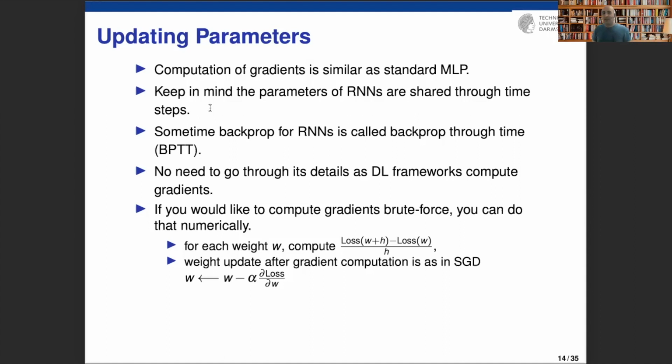In some literature, backpropagation for RNNs is called backprop through time, so it's BPTT. If you see this term, don't get confused. It's backpropagation through time because you process a sequence of inputs, and then at the end of the sequence, or at some point in the sequence, you decide to backpropagate. So you stop processing, you backpropagate and update your parameters.